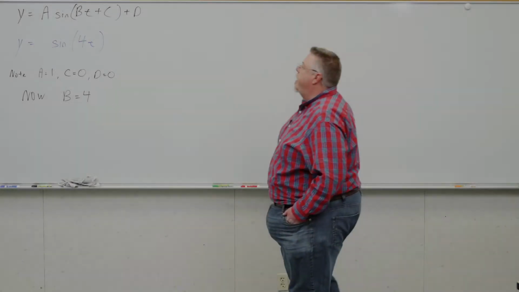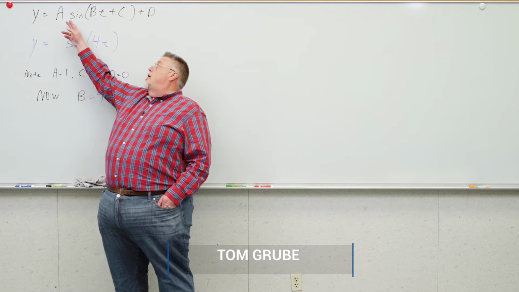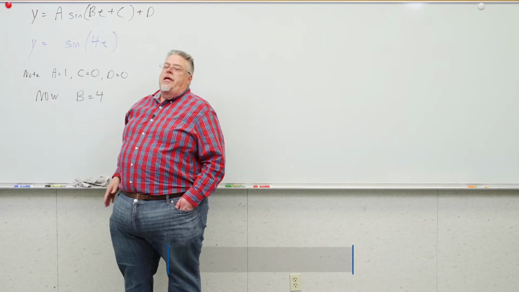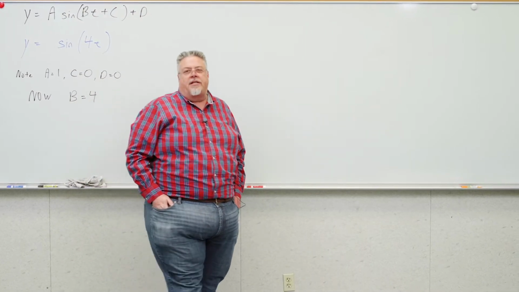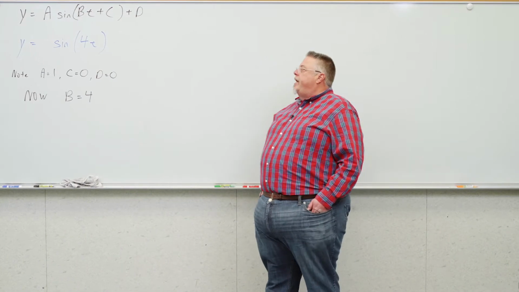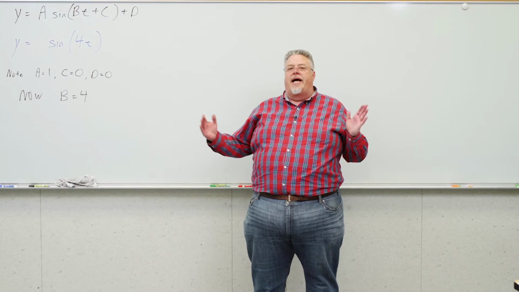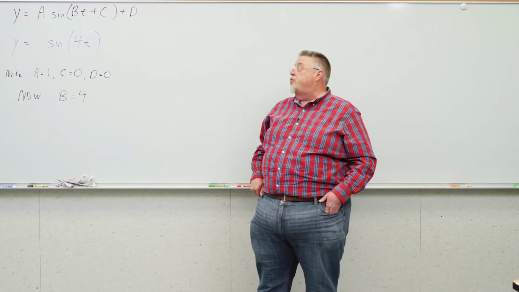A reminder of where we're headed is that there's 4 parameters, A, B, C, and D, that are going to have an effect on our graph. We're always going to have that wavy thing, but A, B, C, and D are going to tweak the wave. They're going to move it around. They're going to move it up. They're going to move it down. They're going to squeeze it. They're going to expand it. They're going to shrink it.